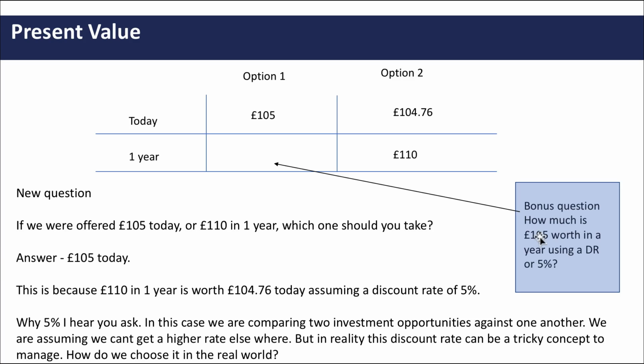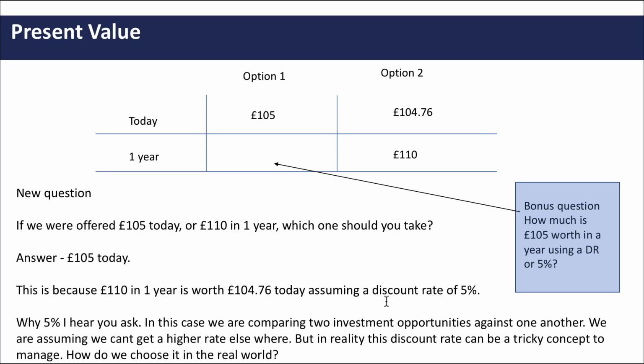Here's a bonus question for you then. Work out the value of £105 in a year's time using a discount rate of 5%. Go and do it. Okay, it's not a test or anything. Just have a look. So we've chosen 5%. In this case, we're comparing two investment opportunities against each other, and we're also assuming here that we can't get a higher rate elsewhere. But in reality, this discount rate can be quite a tricky concept to manage.